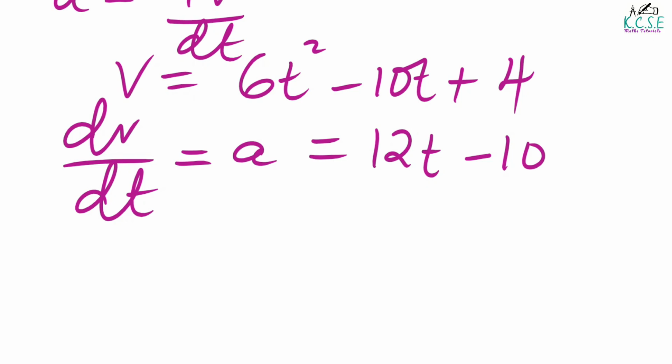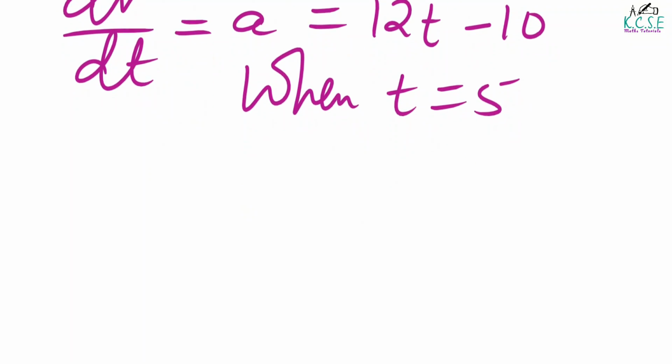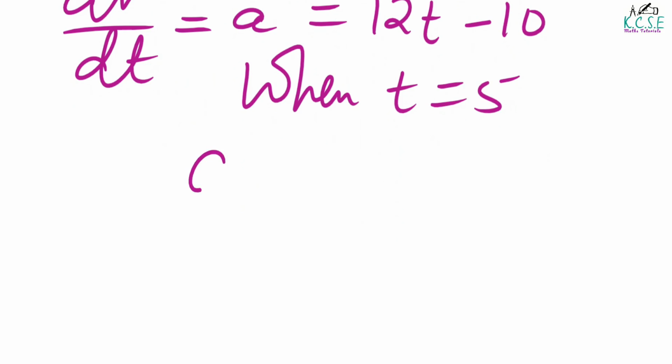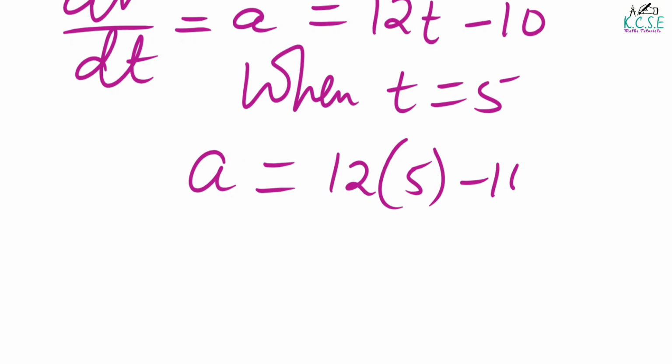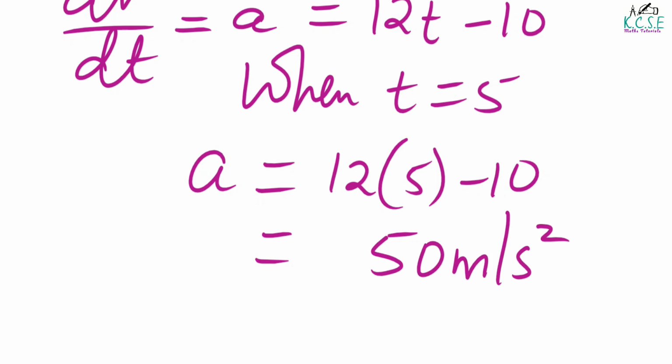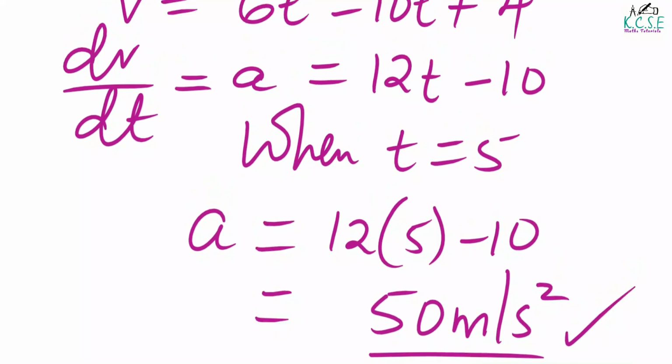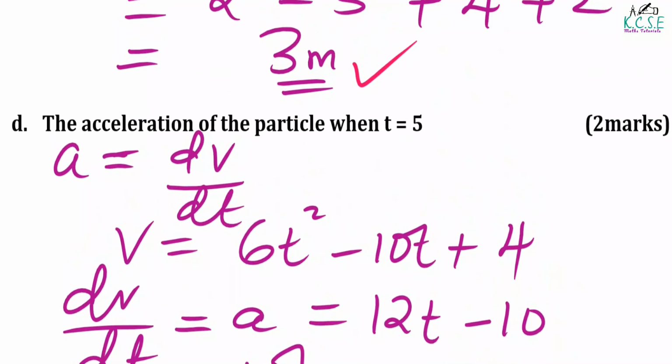Now we require to get acceleration when t equals 5. So we just need to substitute. Acceleration will be given by 12 times 5, so this will give 60 minus 10, which is 50 meters per second squared. So that is how we are required to get acceleration in that part. That is how we're supposed to work out that question.